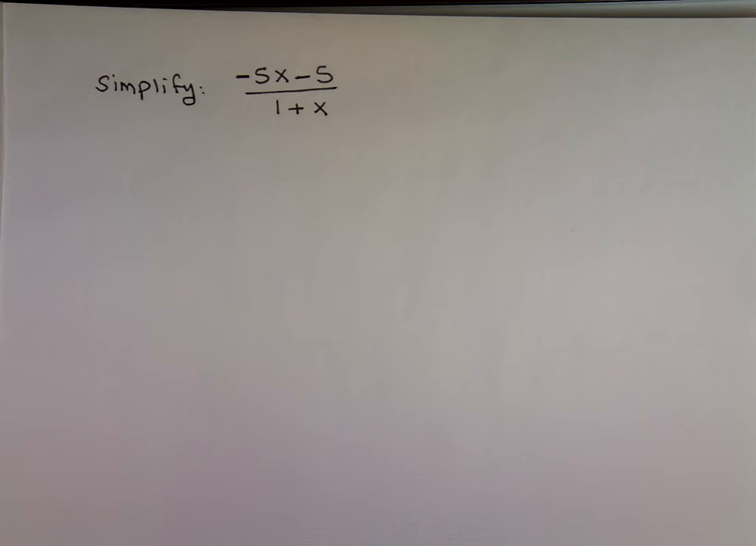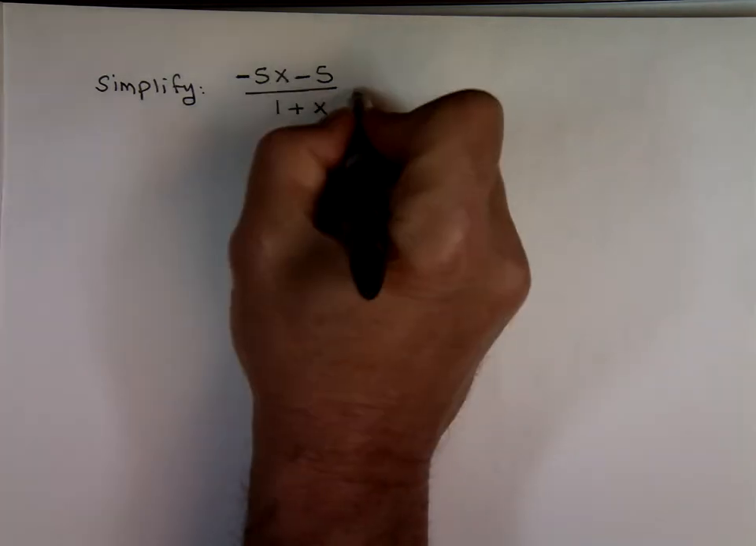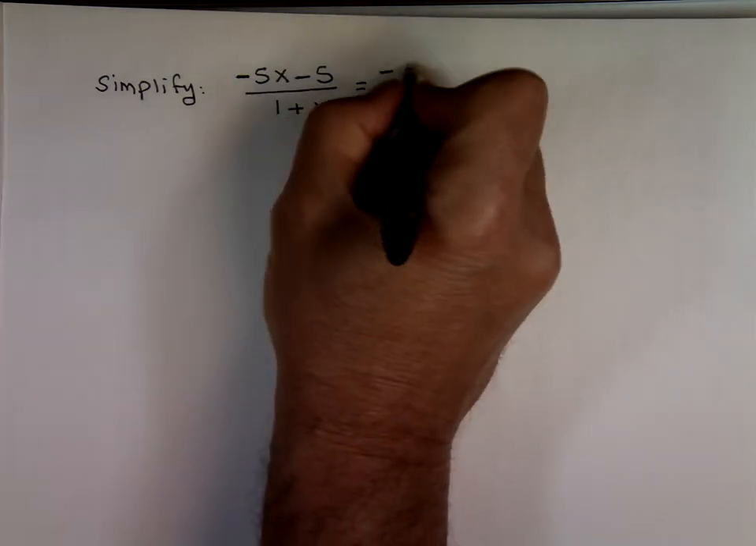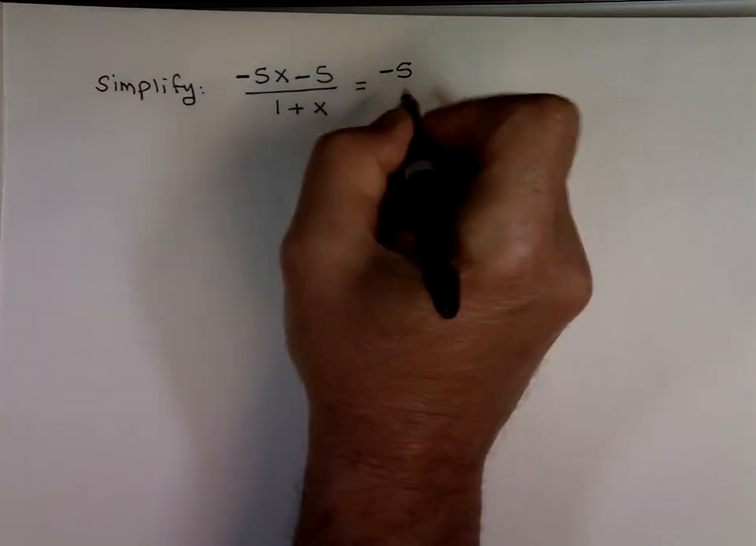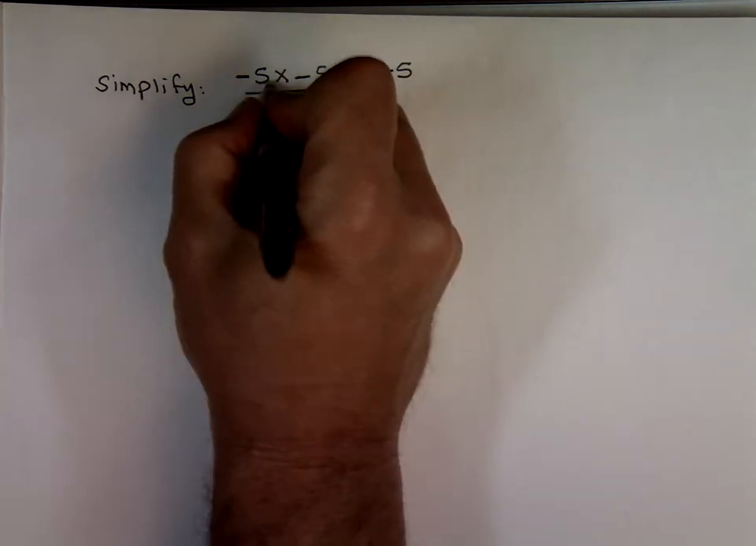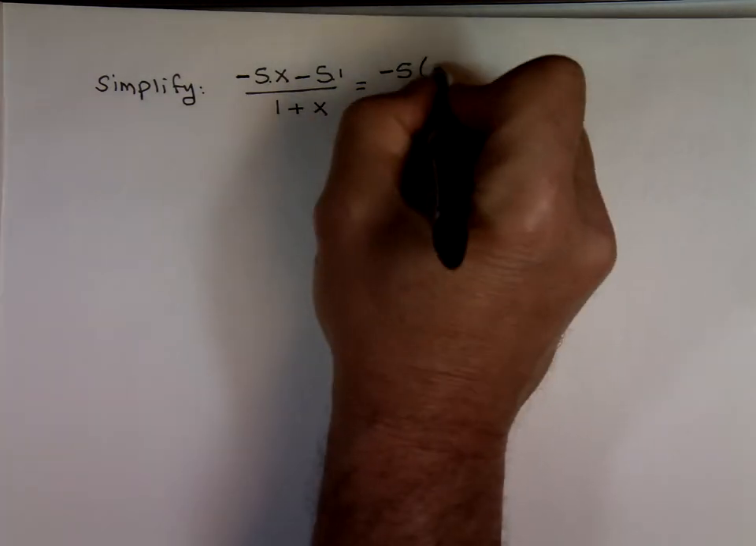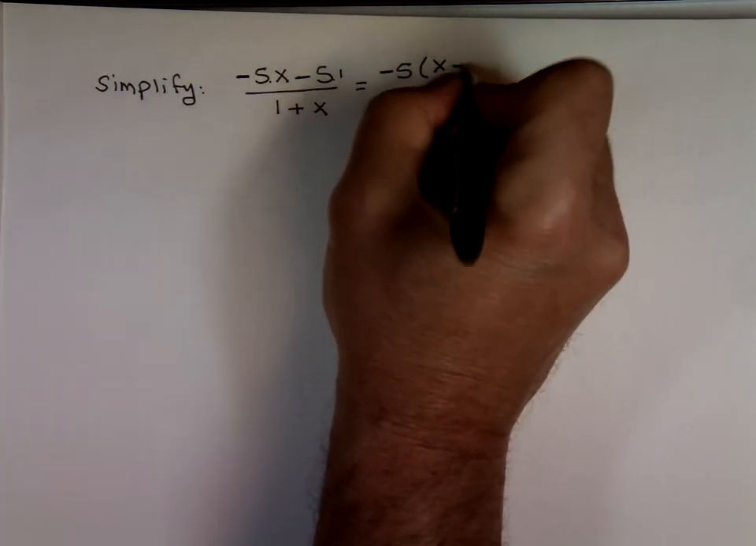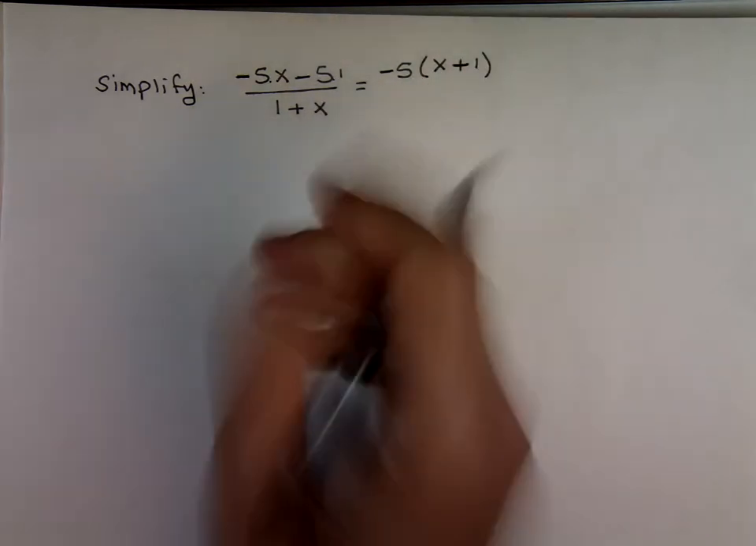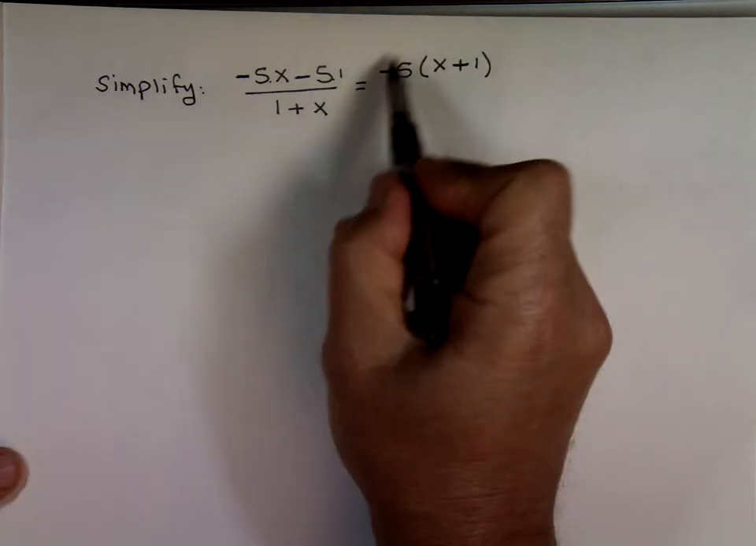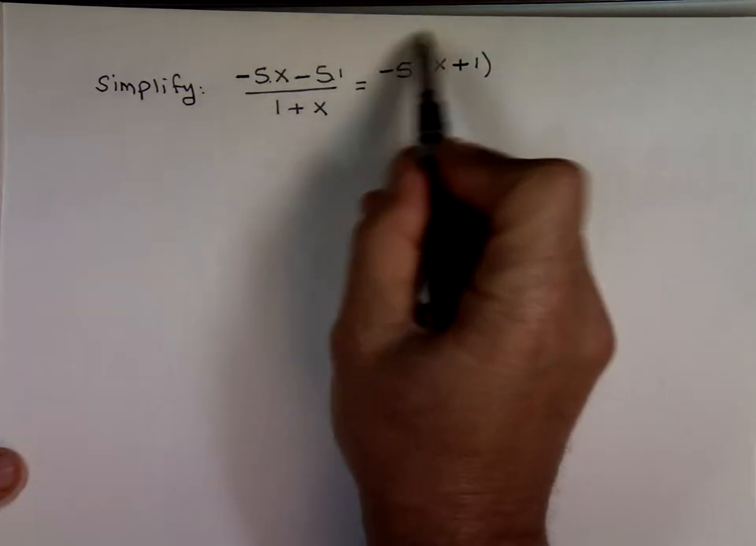Notice on the top, I can factor a negative 5 out. If I take a negative 5, that's negative 5 times x, and that's negative 5 times 1. So what I have left is x plus 1. I'm factoring the minus out. Notice that's negative 5x. Negative 5 times 1 is negative 5.